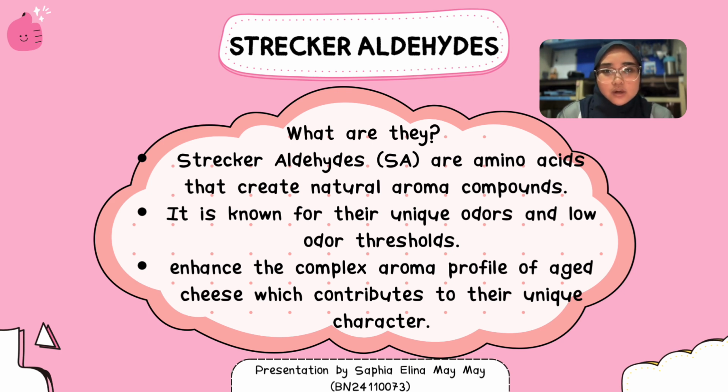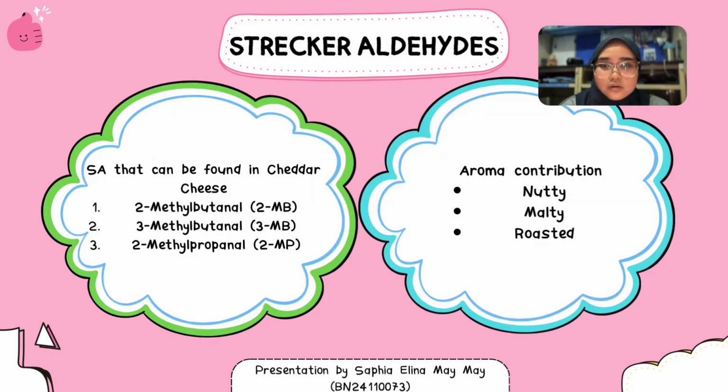Strecker aldehydes are a group of amino acid derivatives that play a critical role in creating natural aroma compounds. They are highly potent due to their low odor thresholds, meaning they can be detected by the human nose even at extremely low concentrations. Additionally, each Strecker aldehyde has a distinct odor, unique to the compound itself, much like the unmistakable smell of gasoline. In this presentation, we'll focus on 3 Strecker aldehydes, which are 2-methylbutanal, 3-methylbutanal, and 2-methylpropanal.